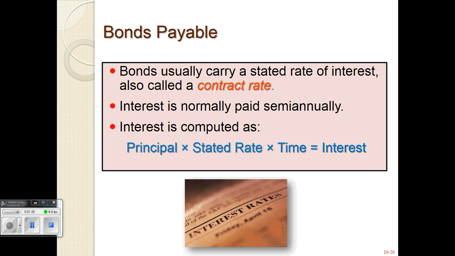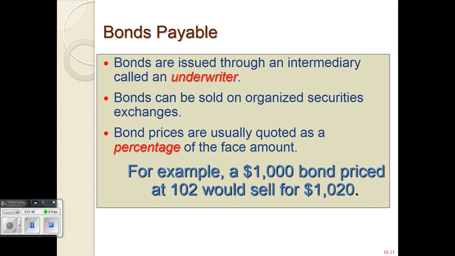So usually the way the interest is calculated is we're going to take the principal, multiply it by the rate, whatever that contract rate is, and multiply it by time. Usually that time is going to be 6/12 or 1/2 of a year. Sometimes we're going to have to do adjusting entries where it might be like 3/12 or 2/12. But for the most part, the time between interest periods is going to be 6/12 or a half a year.